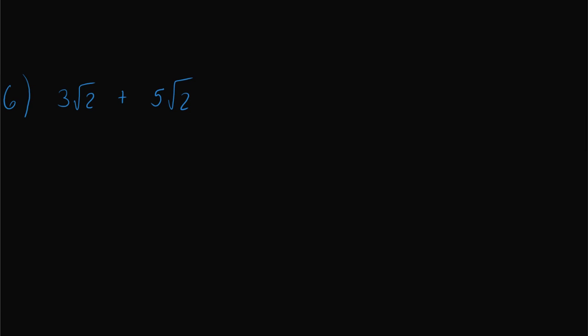Okay, here we have radicals or square roots. We have 3 roots of 2 plus 5 roots of 2. This is very similar to what we did before. In this case, the 3 has a square root of 2 attached to it. The 5 also has a square root of 2 attached to it. So all we do is add the 3 and the 5, and that will give us 8 roots of 2.